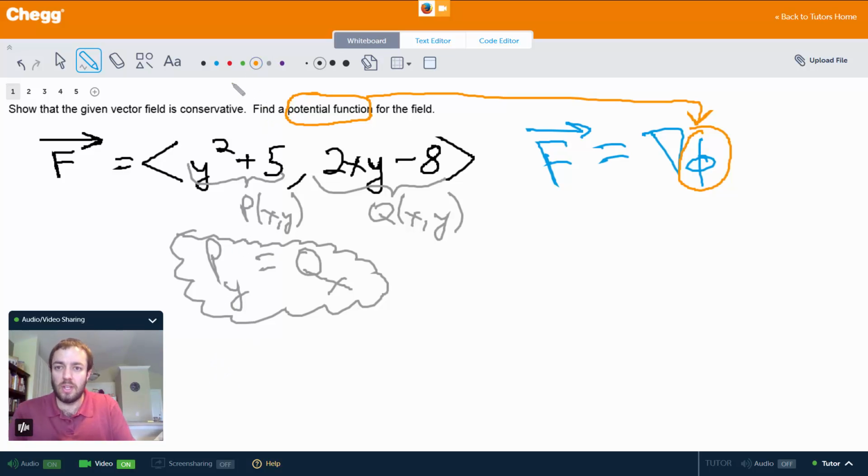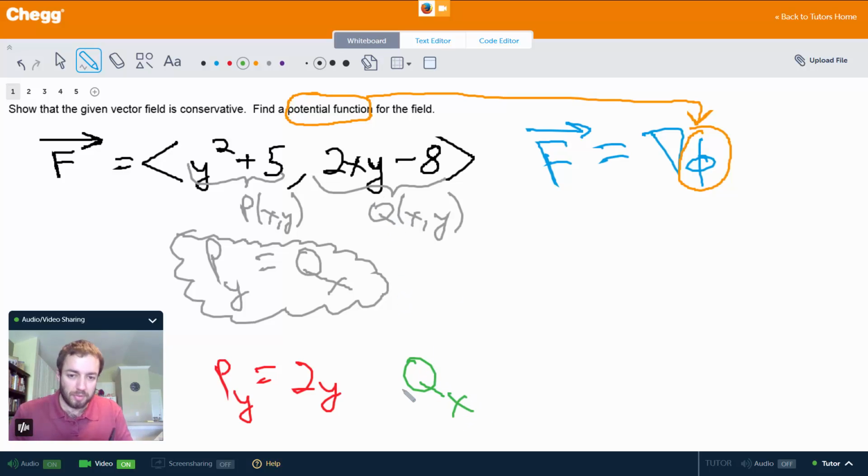Now in our case, p sub y, the partial derivative of p with respect to y, is just going to be 2y. Okay? So we have y squared plus 5, take a derivative with respect to y, we get 2y. What about q sub x? So here, only slightly more complicated because now we actually have x's and y's in q. So the partial derivative of q with respect to x is going to be 2y, right? Because minus 8 just becomes 0 in the derivative because it's just a constant anyway.